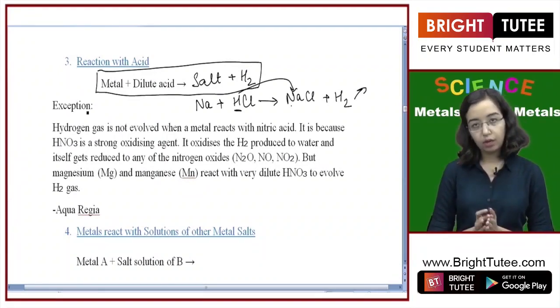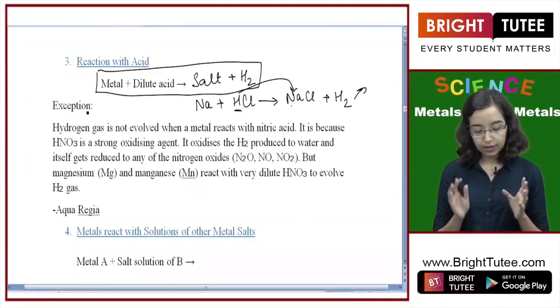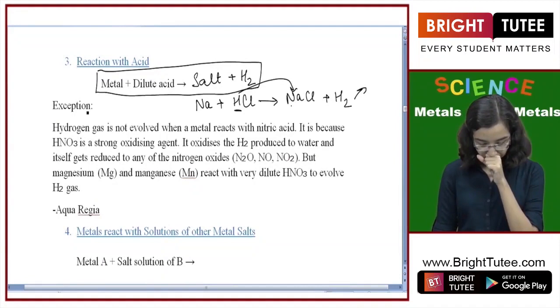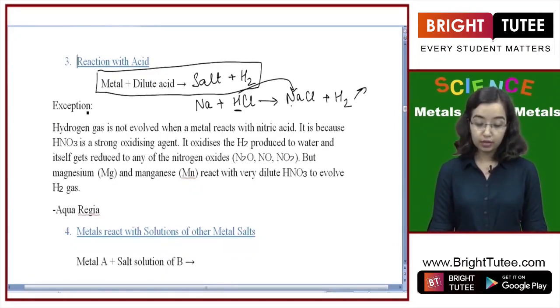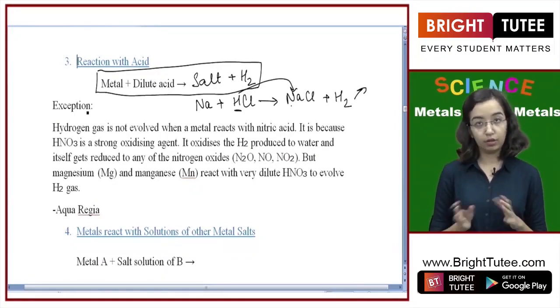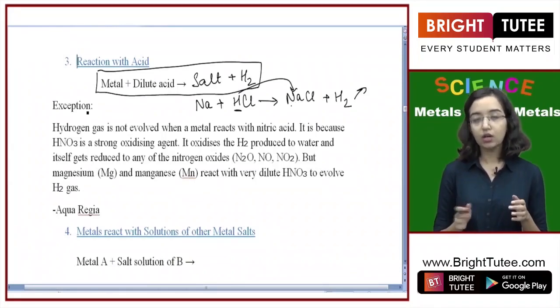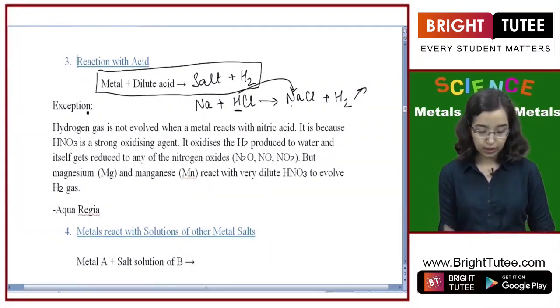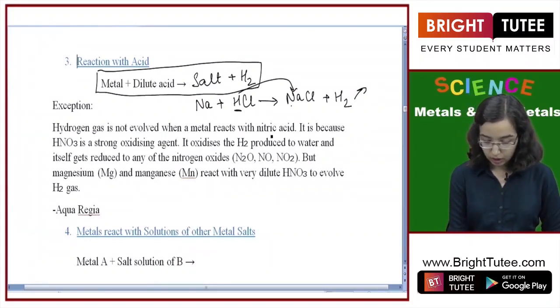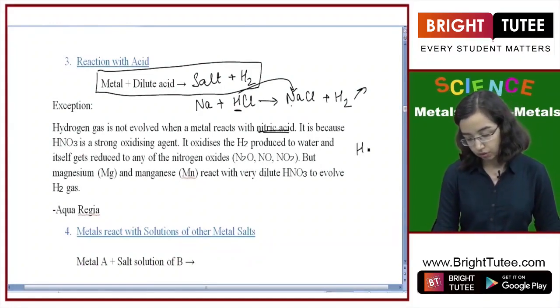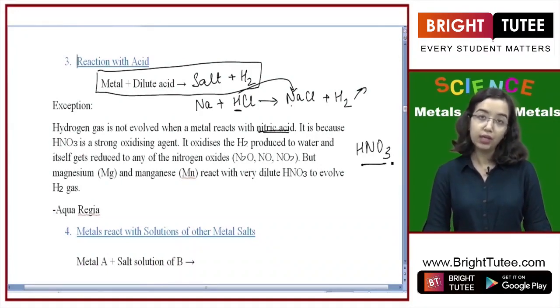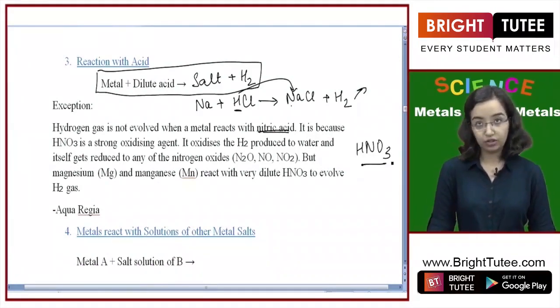There's an exception here, but before we get into that, first let's understand that metals will react with dilute acid and will form a salt and release hydrogen gas. Almost all metals will show this reaction if the acid is strong enough. Now there is one exception, of course, the exception of nitric acid. So nitric acid is HNO3, as you already know.